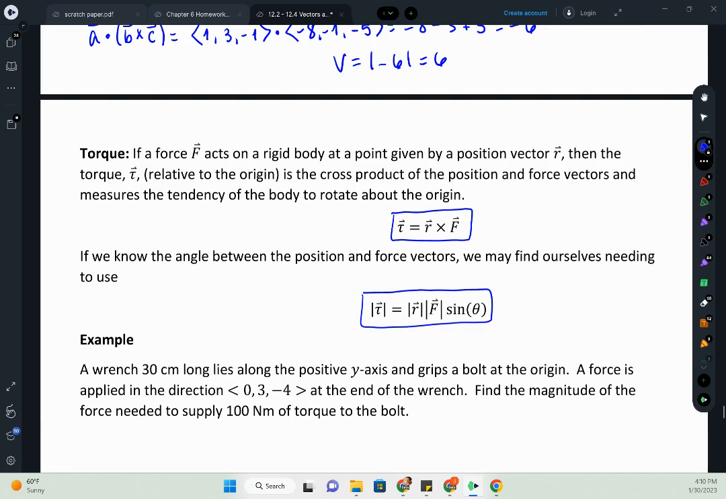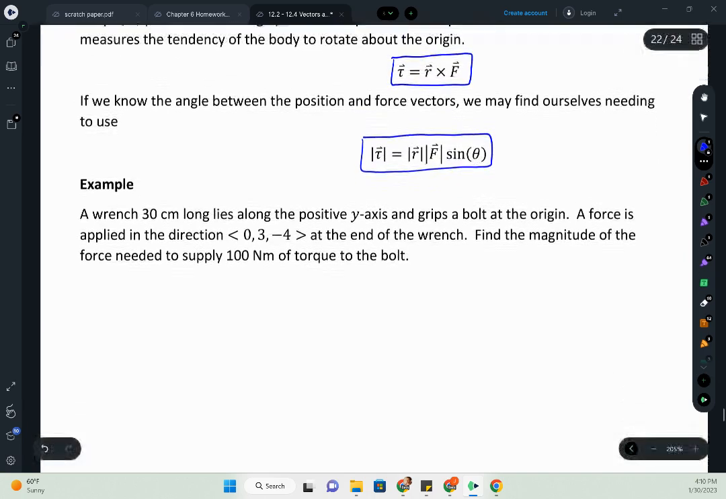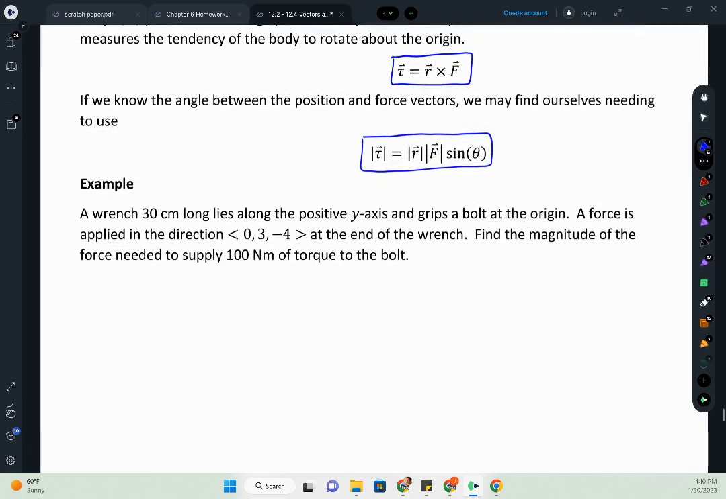Okay, so then the magnitude of our torque would be the magnitude of the position vector r times the magnitude of the force vector F times sine of the angle between them. So we've got this particular situation. We've got a wrench. It's a 30 centimeter long wrench. Right away, centimeters we know are not proper units. We need to convert those to meters, so we'll do that.